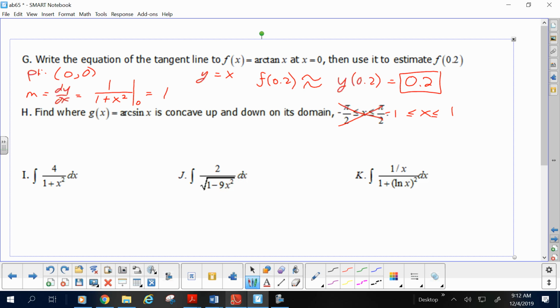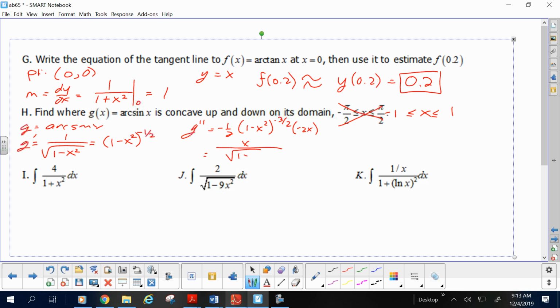So the concave up and concave down, I think you'll agree, is about the second derivative. So did you start by taking the first derivative, which is 1 over root 1 minus x squared, or if you like, 1 minus x squared to the negative 1 half. And then the second derivative is negative 1 half, 1 minus x squared to the negative 3 halves, times negative 2x. Cleaned up a little, it is positive because the negatives cancel, the 2's cancel. I get 2 over root 1 minus x squared, cubed, if I break that 3 halves exponent into a root and then a cube.